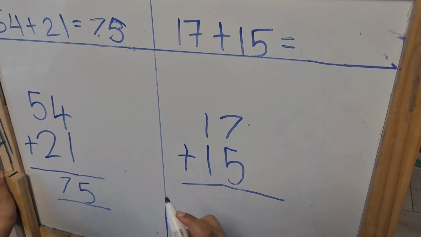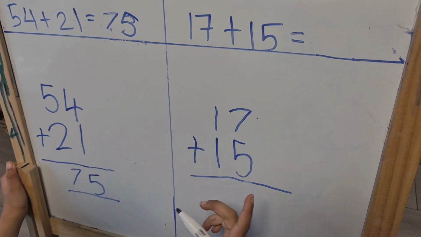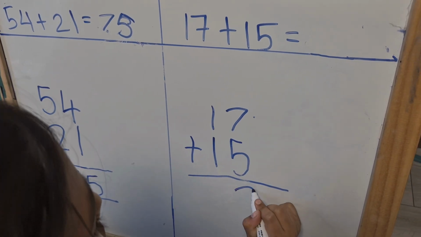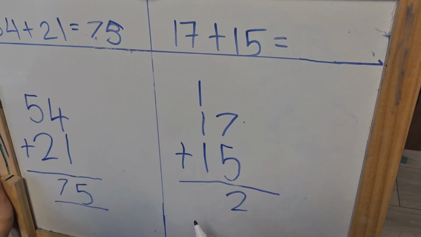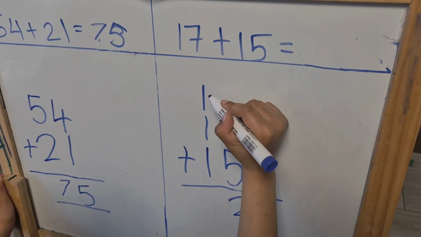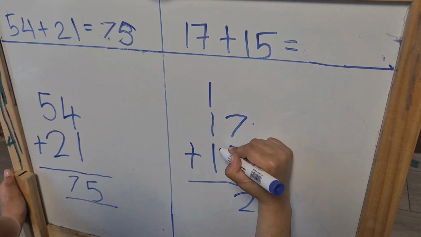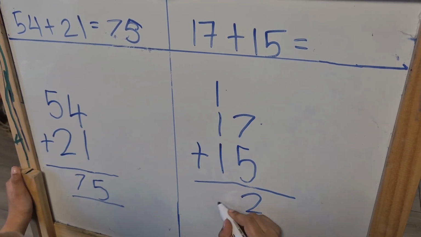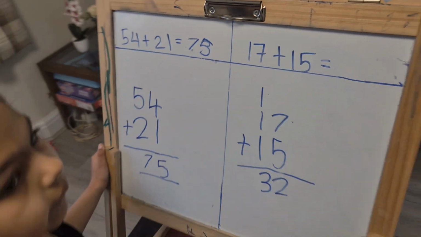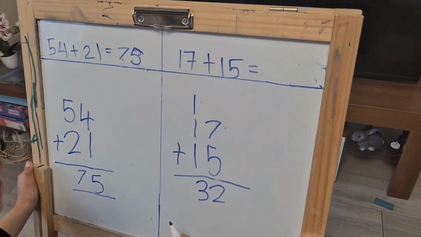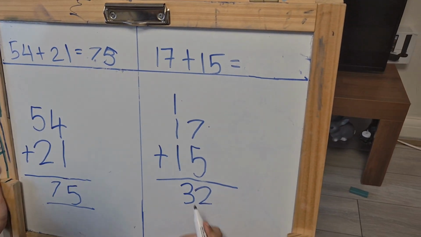So the end of the number is 2. So you write 2 here. And the first number is 1. So write 1 there. So 1 plus 1 plus 1 equals 3. So it is 32. So our answer is 32.